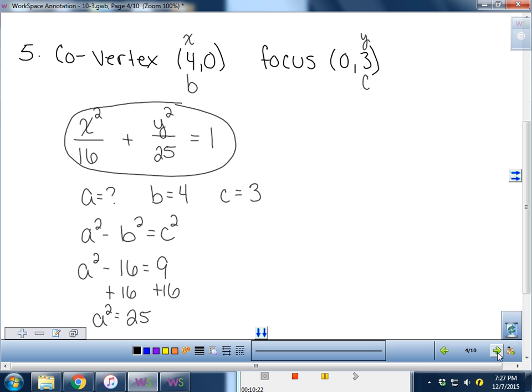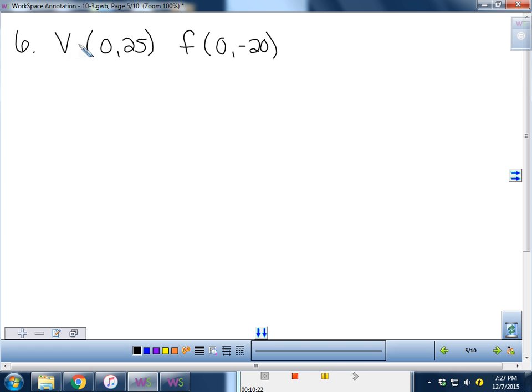All right, let's do one more of those. My vertex, non-zero number, is in the Y spot, and vertex identifies the A. My focus, non-zero number, is in the Y spot, and it identifies the C. So I know I'm going to have an equation where I have x squared over something plus y squared over something equals 1. I already know that y is being identified on my vertex. So I'm going to take that 25 and square it. That gives me 625. That goes underneath the y.